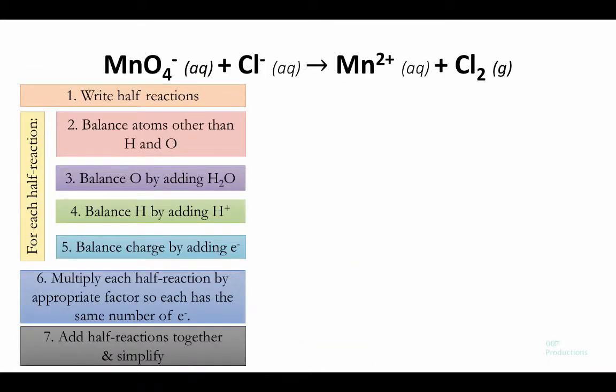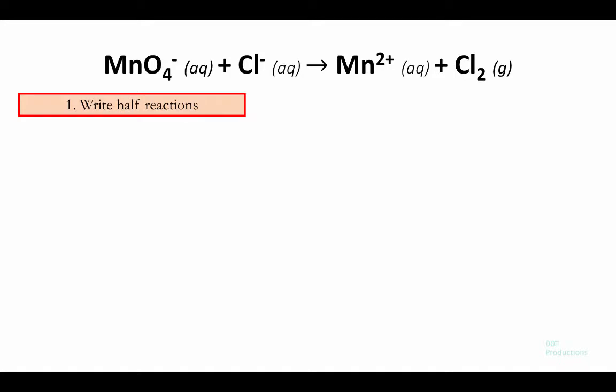So let's go back to this equation that we were looking at earlier. We have permanganate ion reacting with the chloride ion to make manganese 2+ and chlorine gas. So let's start writing our half reactions, and we're going to do that by looking at the species that are present in solution. And you can see that these two species both have a common element. They have the common element of manganese.